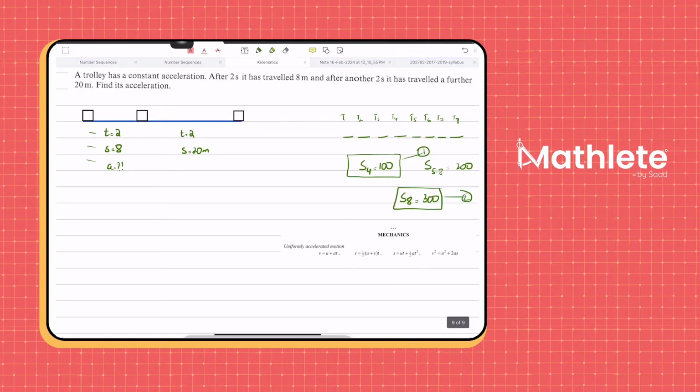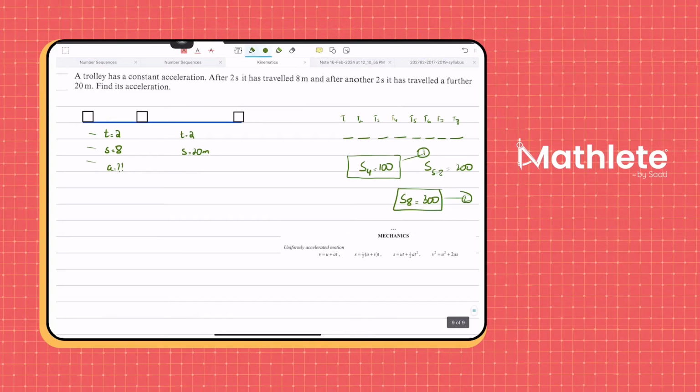So if I use this formula, let's see what happens. s = ut + (1/2)at². s is 8. u, we don't know. We're not going to assume that it's 0. Into t, that's 2, plus half into a into 2 squared. So 8 = 2u + 4/2 a, that's 2a. We can simplify it later on. That's not what's important. So here we have our first equation. Is this equation enough for us to find the value of a or the value of u? Of course not. Now my question is, how do we form the other equation?